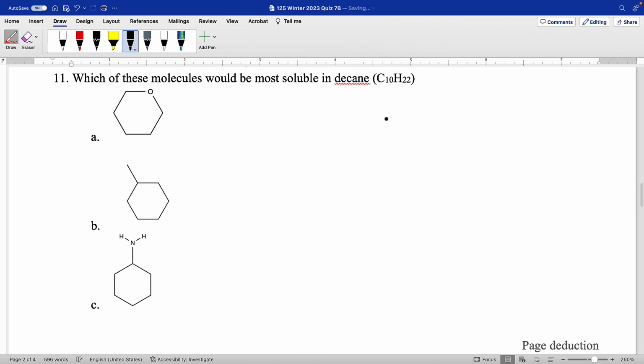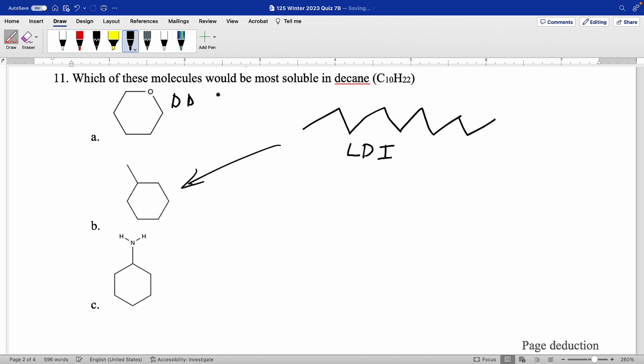Which of these molecules are most soluble in decane? So we draw a decane. Let's see, 1, 2, 3, 4, 5, 6, 7, 8, 9, 10. And we can see it's a hydrocarbon, it's not polar, so all we have is London dispersion interaction. And so we want to match this to a molecule that also just has London dispersion interaction, and that would be this other hydrocarbon here. The other molecules have dipole-dipole as well as London dispersion, and this molecule would have dipole-dipole and H bonding with other molecules like itself.